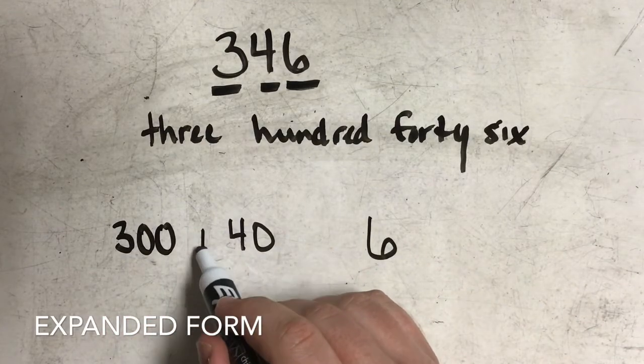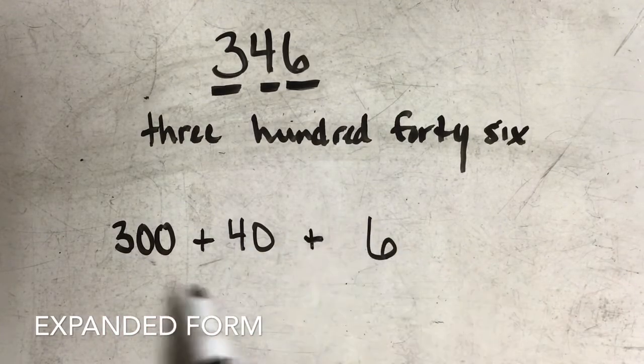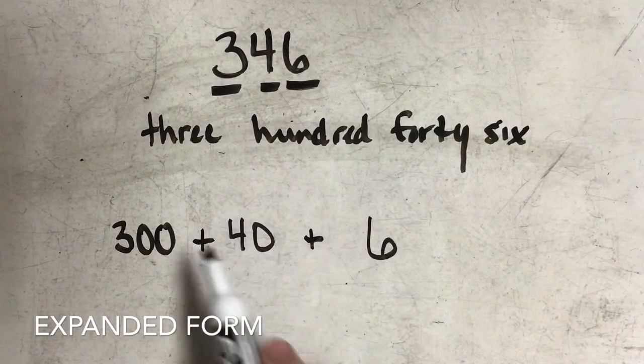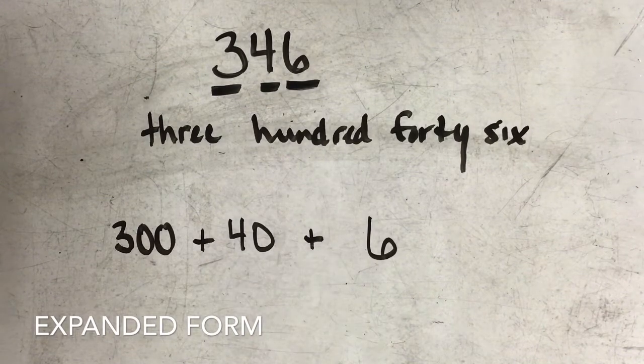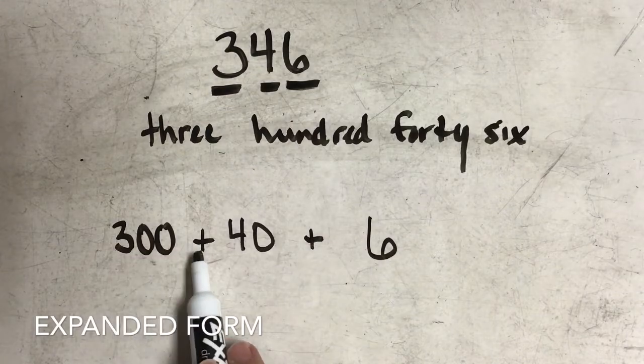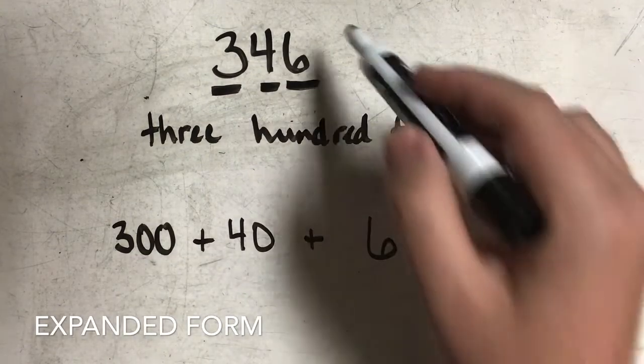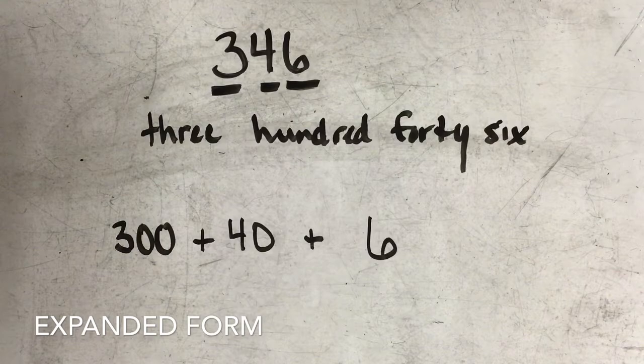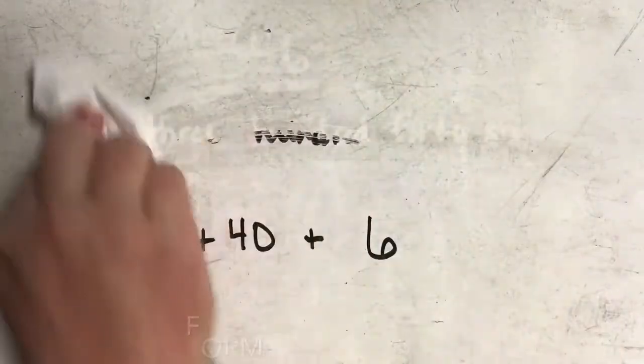And to finish my expanded form, I'm going to add pluses, or addition symbols, in between, so that you can see that 300 plus 40 plus 6 would end up at 346. So that's what's known as expanded form. Let's take a look at another example.